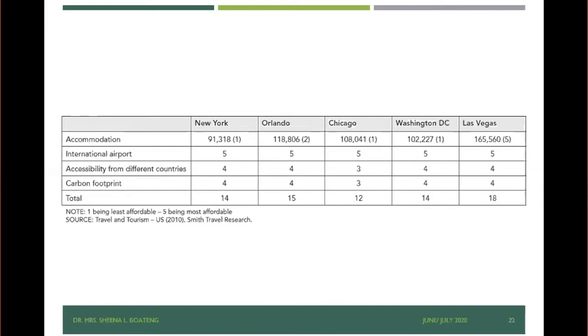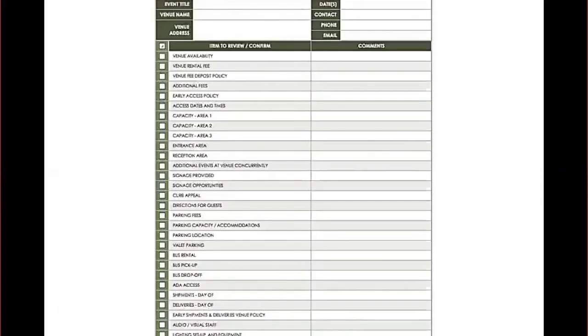But let's look at a more complex one. Look at this event venue checklist. Can we see? They have so many things. Venue availability, venue rental fee, venue fee deposit policy, additional fees, early access policy. You know, some venues charge you extra fees for certain things that are not catered for in the beginning. So for instance, if during the event you request extra tables and chairs, they'll charge you additional fees.